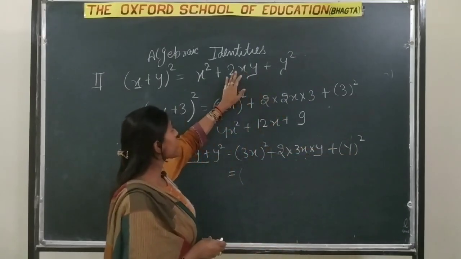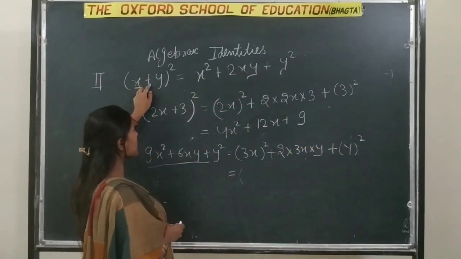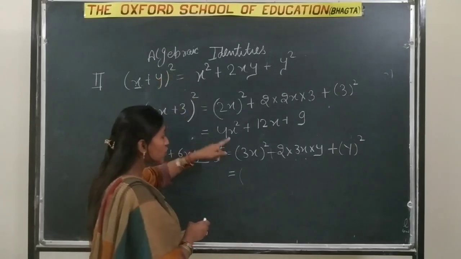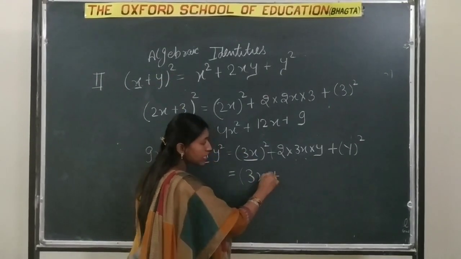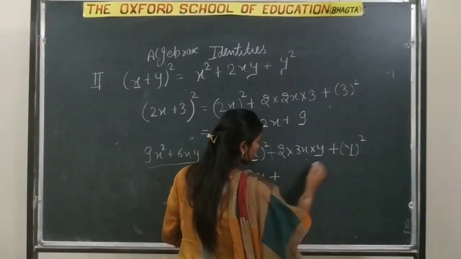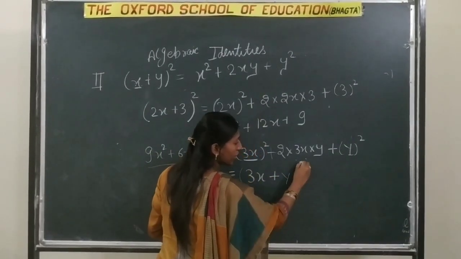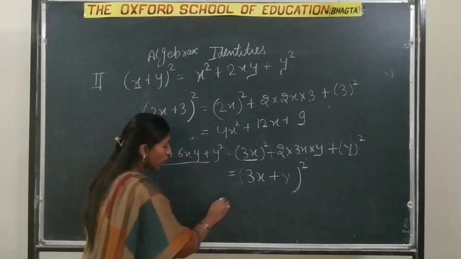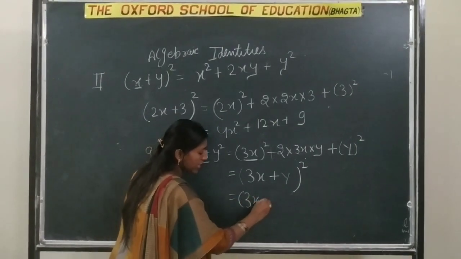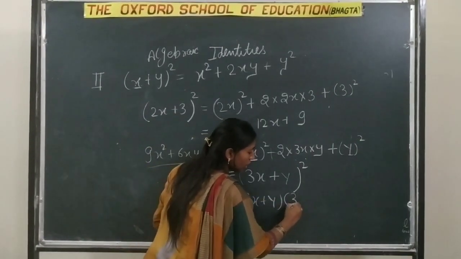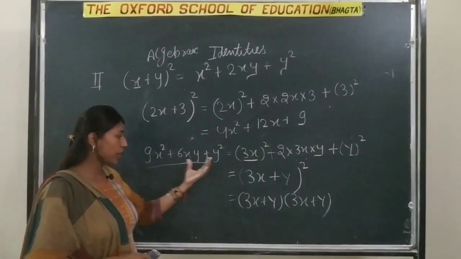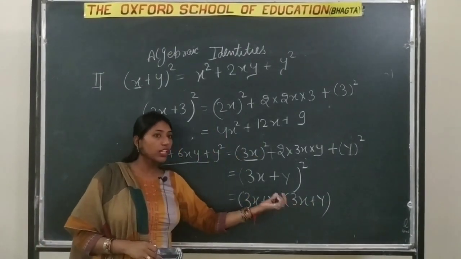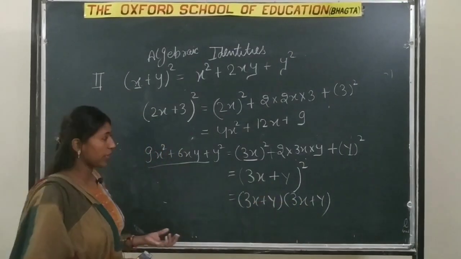So what is this equal to? This is equal to (first term plus second term) whole square. So this thing is equal to (first term which is 3x plus second term which is y) whole square. So we can also write it as (3x + y)(3x + y). So we factorize this term to these two factors using appropriate identity.